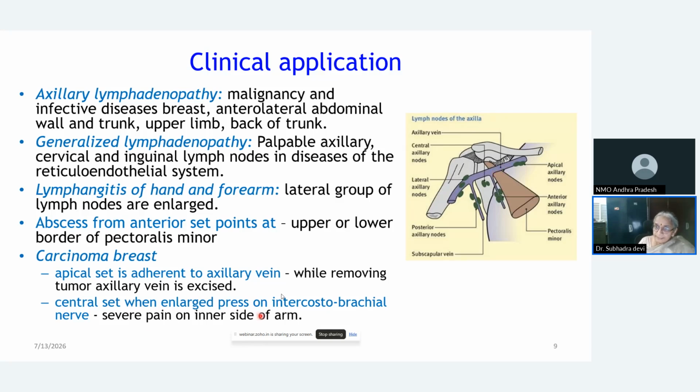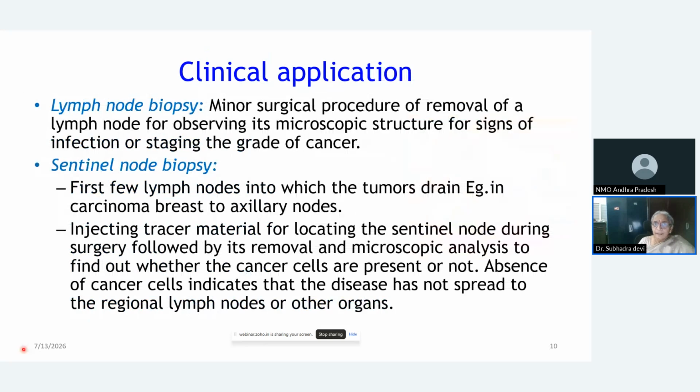and central set will enlarge and press on the intercostobrachial nerves. That's why they complain of severe pain on the inner side of the arm after the surgery. Then lymph node biopsy also, surgical removal and observation under microscope for grading the cancer.